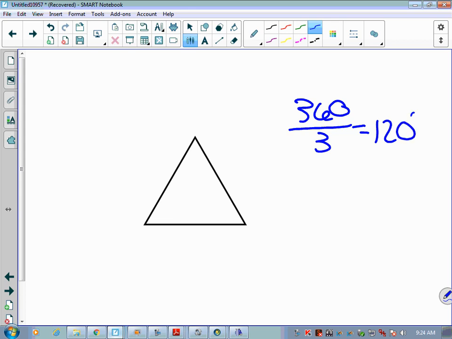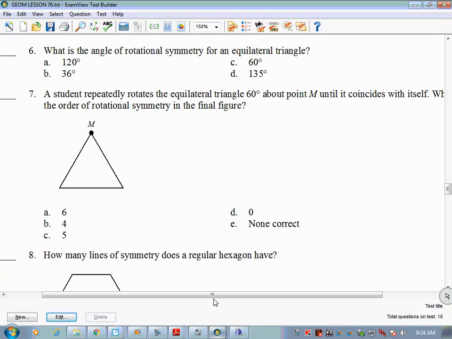120 degrees. And the other thing I consider without drawing the picture is that an equilateral triangle is a regular triangle. So all I had to do was take 360 degrees divided by the 3 sides of a triangle. Okay, and that's going to give me 120 degrees. Okay, so we see that up there.